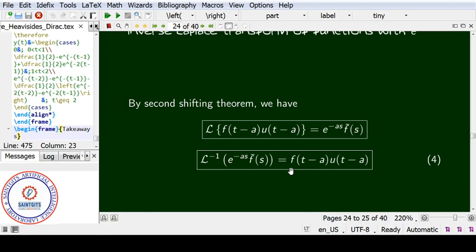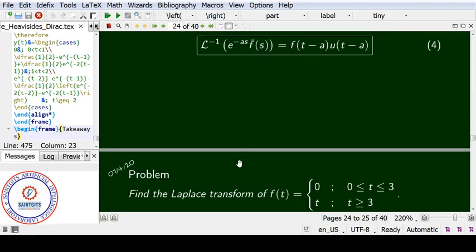Or intuitively we can think like this: the effect of e raised to minus as in the inverse is u of t minus a. Now hide this portion, e raised to minus as. What remains is L inverse of f bar of s. Then replace that t by t minus a, that is f of t minus a. We will see this in the next problem.